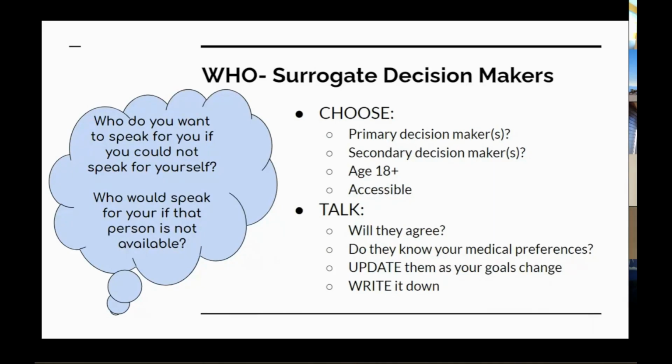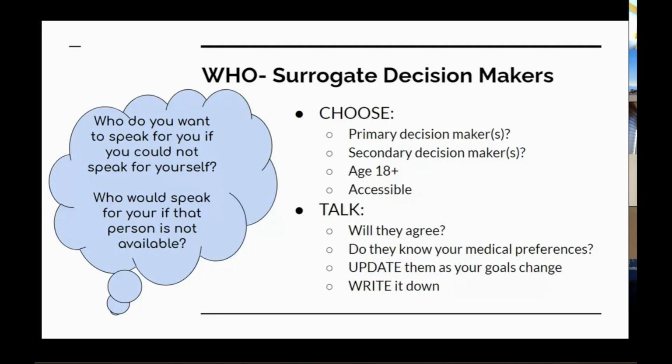So you've chosen your people. Next, talk with them. Do they know that you've chosen them? Are they willing to do this? And then do they know what you want? It's one thing if you said, oh, yeah, my daughter will do it. But if you've never talked to your daughter about these things and she has no idea what matters to you, it's going to be more challenging for her to serve you well. So talk with them.